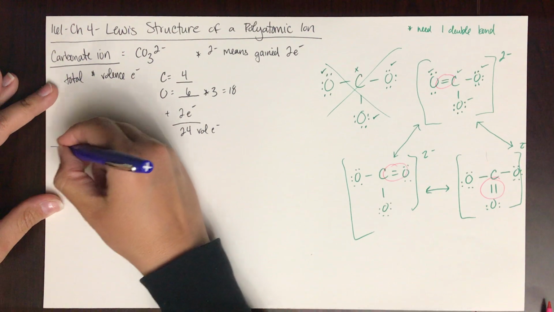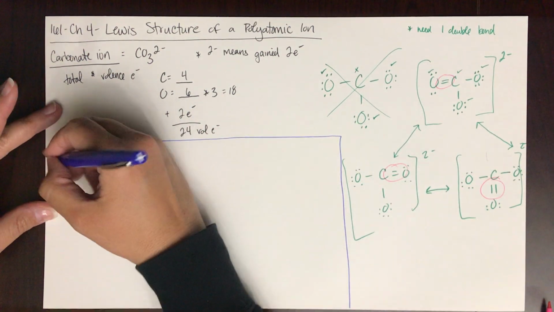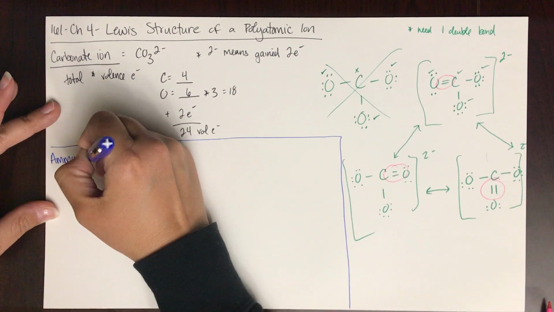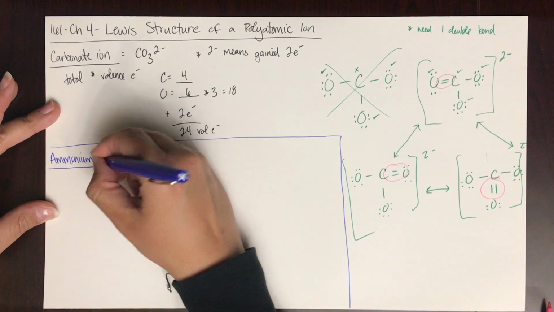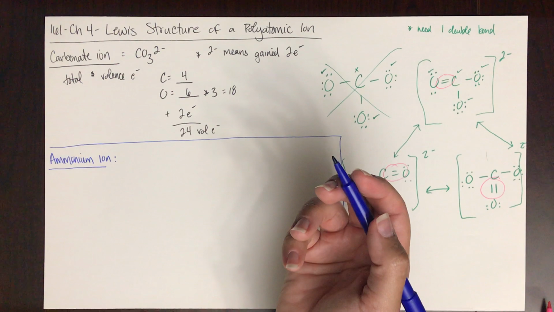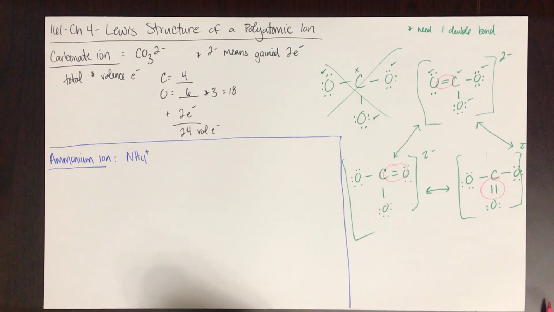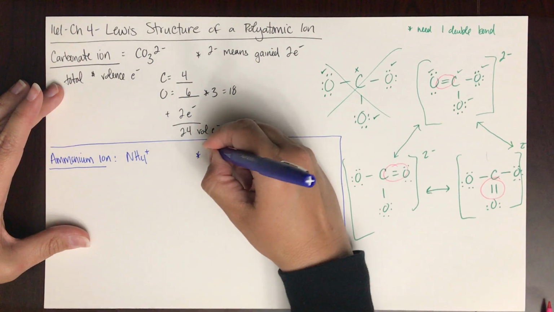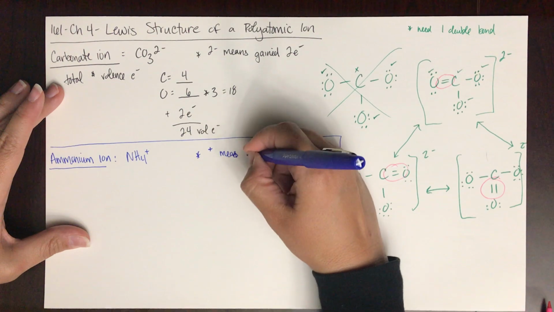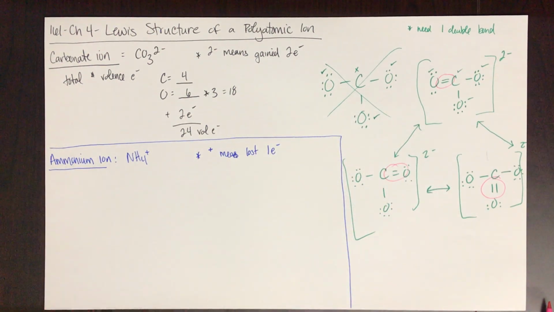Let's do one more with a positive polyatomic ion. Let's look at ammonium. Ammonium, the ammonium ion, is also a polyatomic ion you're responsible for. Its formula is NH4+. So plus means we've lost 1 electron because it's positively charged.